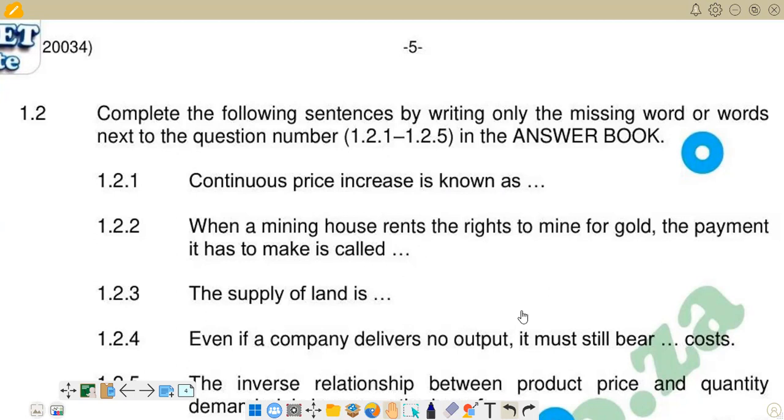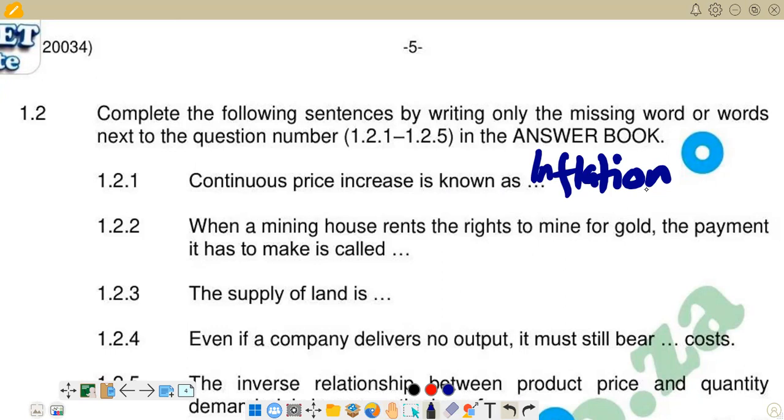And the opposite is true. When prices are going down, we've got a decrease in the level of prices in the economy, we call it deflation. So here, continuous price increase is known as inflation. So inflation here is the most appropriate, the term that defines that explanation. Then we go to the next one, 1.2.2, saying when a mining house rents the rights to mine for gold, the payment it has to make is called.